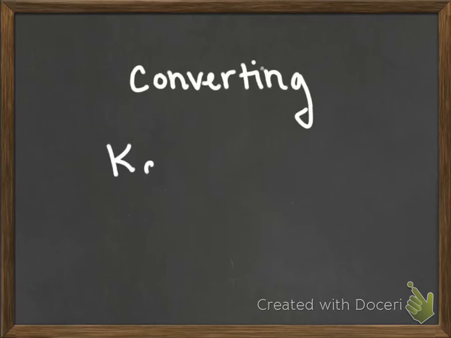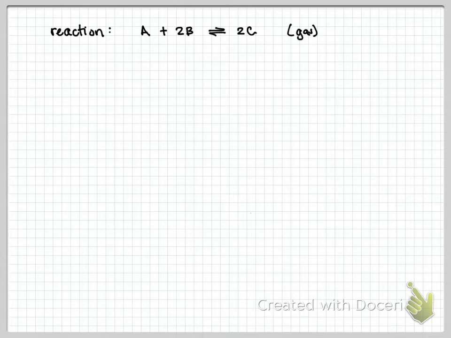In this video, we're going to be talking about converting from the equilibrium constant in terms of concentration, K sub C, to the equilibrium constant in terms of partial pressures, or K sub P. Say we have the fictional reaction A plus 2B goes to C, and this is an equilibrium. And let's say that this whole reaction is in the gas phase.